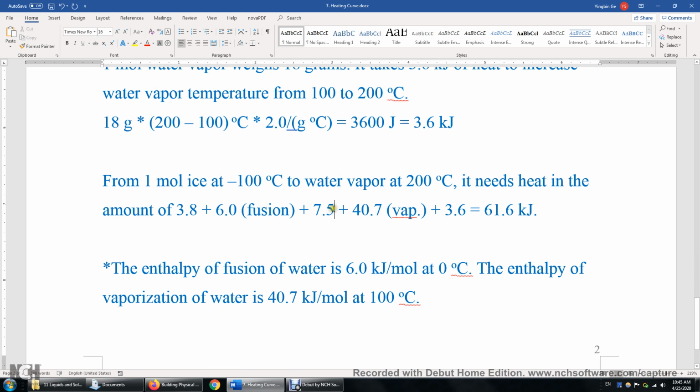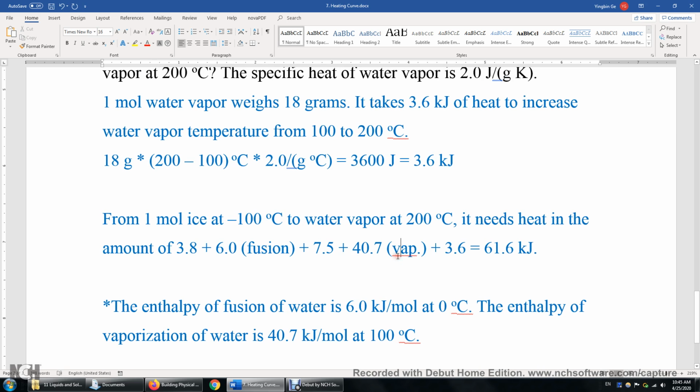At this point we have liquid water at 100 degrees Celsius. Now we are going to vaporize this water. How much heat do we need to vaporize 1 mole of water? 40.7 kilojoule per mole. Why? The enthalpy of vaporization of water is 40.7 kilojoule per mole at 100 degrees Celsius. So that's why I put 40.7 here. And then after vaporization, we have 1 mole of water vapor at 100 degrees Celsius.